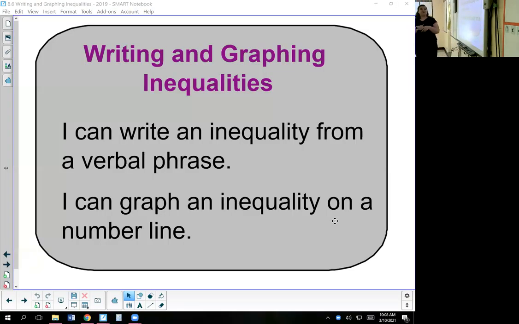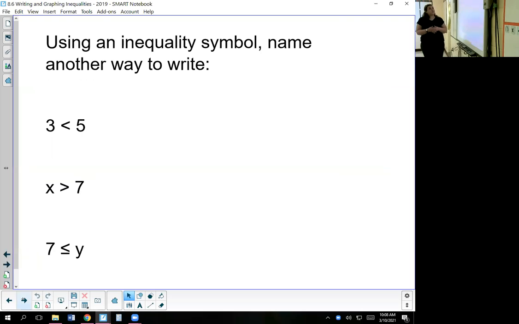Day 2. So we started talking about what an inequality is and the 2 different types. I mentioned to you about open and closed circles, so that's kind of where we're getting to. Also, how to write the inequality. Okay, so we look at something like this. Using an inequality symbol, name another way to rewrite this. So there's actually two ways to rewrite it.